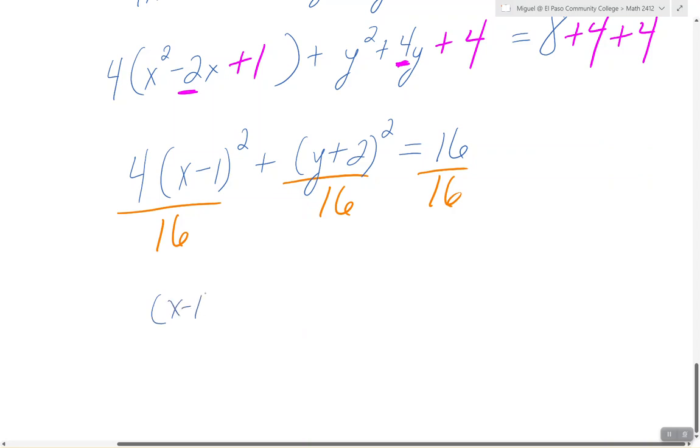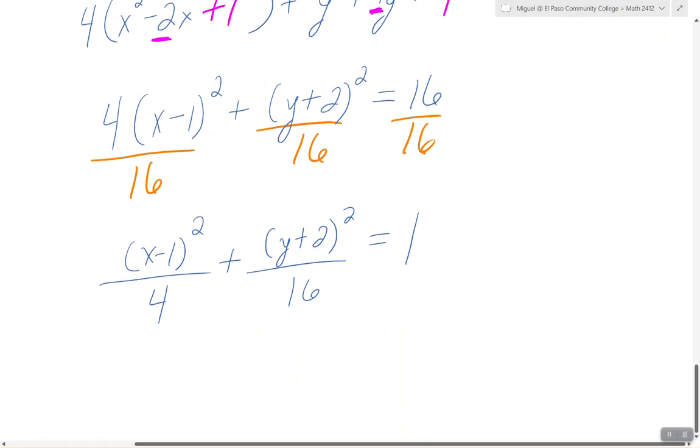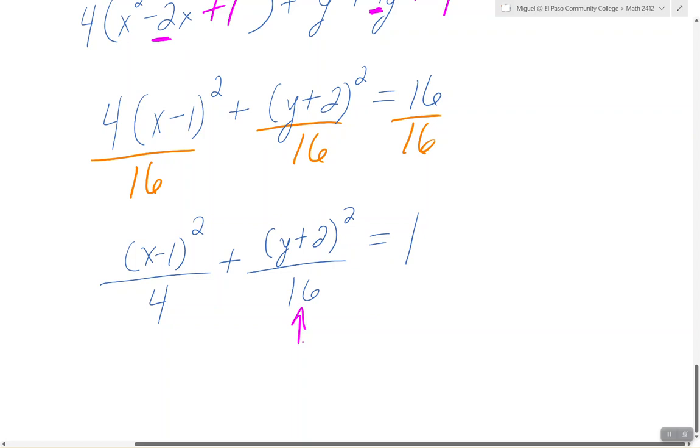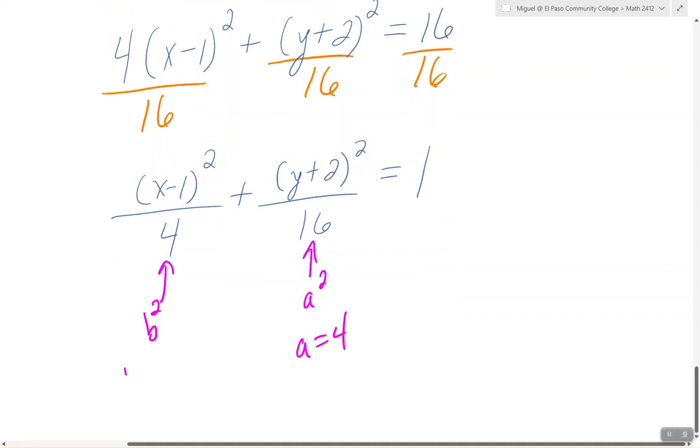So this is x minus 1 squared. 4 goes into 16 4 times. The next one is just rewritten. Equals 16 over 16 is 1. Horizontal ellipse or vertical? Vertical, the bigger number is under the y, good. So this is our a squared value, and this is our b squared value, which means that a is 4. b is the square root of 4, so that's going to be 2.